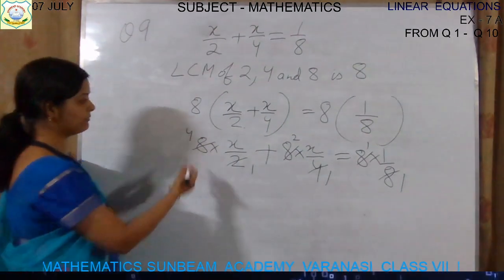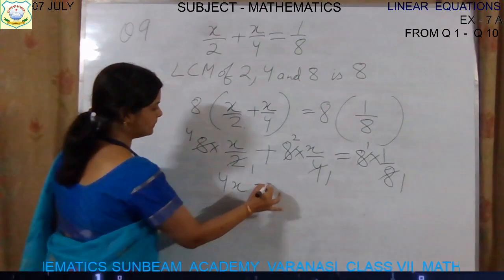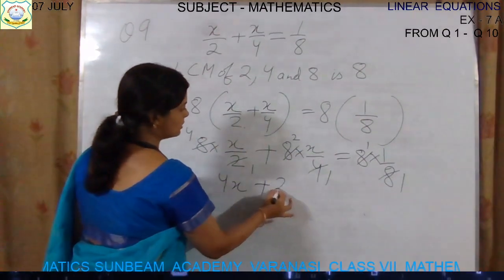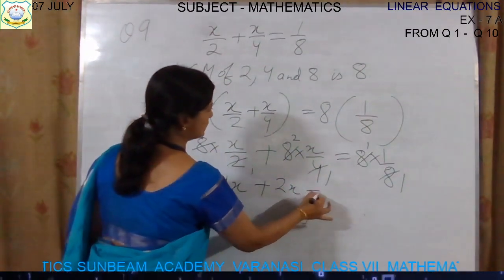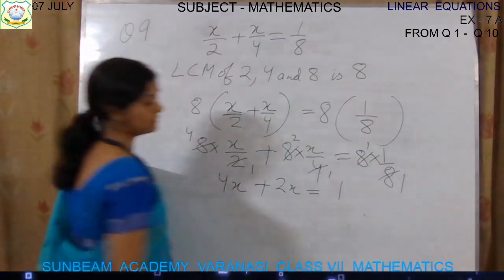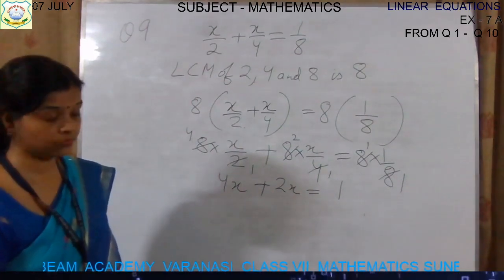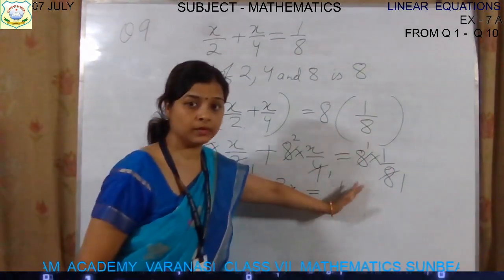Now what is left in the numerator? 4 into x, 4x, plus 2 into x, 2x, is equal to... nothing is left, which means 1. You will write 1, children. If nothing is left, please write down 1. No need to write 0. 1 is there. 1 into 1, 1 by 1, that is 1.